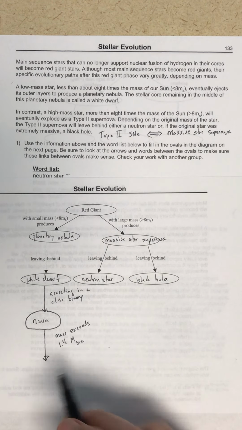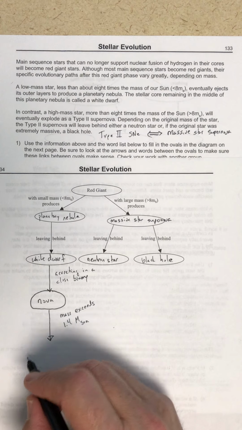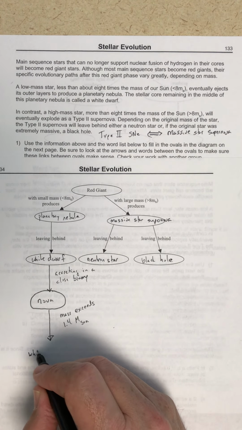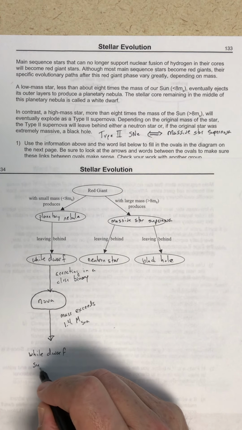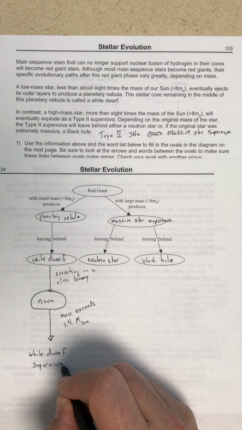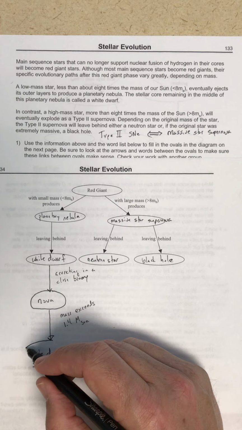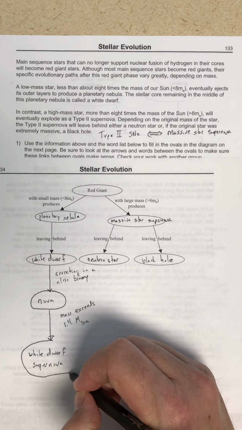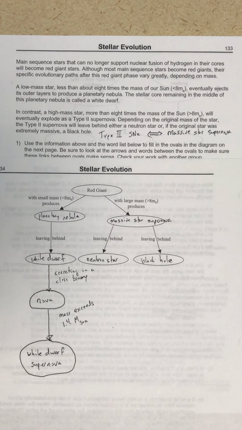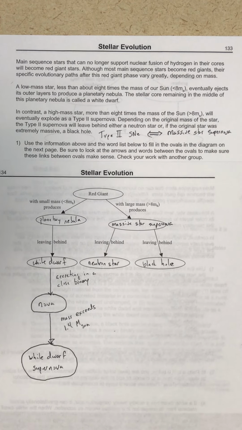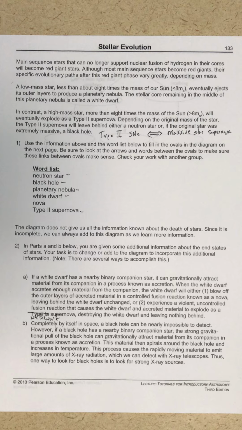instead of being a nova, we could have a white dwarf supernova, and that leaves no compact object behind. The white dwarf is incinerated. Alright, let's go back and take care of part B.